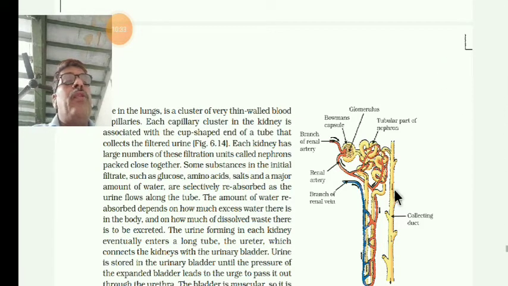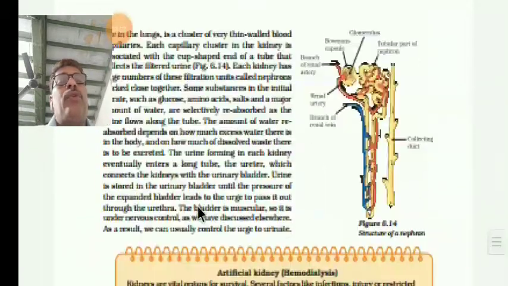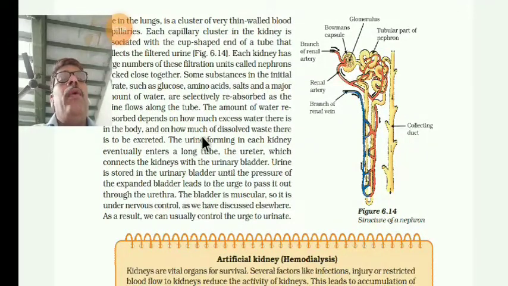So it enters the long tube, the ureter. After urine formation, the urine forming in each kidney enters the long tube, the ureter, which connects the kidney and the urinary bladder. See, look at the diagram. Urine is formed here in the kidney, then moves to the ureter, and is then collected in the urinary bladder. Then from time to time it is expelled through the urethra. This is the way excretory substances are removed.